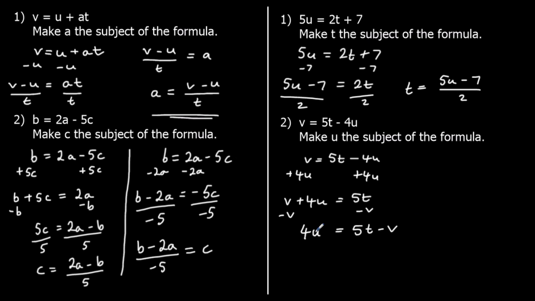Then at the moment u's times 4. So I'm going to do the opposite of timesing by 4, which is dividing by 4. So that gives us u equals 5t minus v over 4. If you did it the other way around and you got v minus 5t over a negative 4, that is equivalent, it is the same thing.